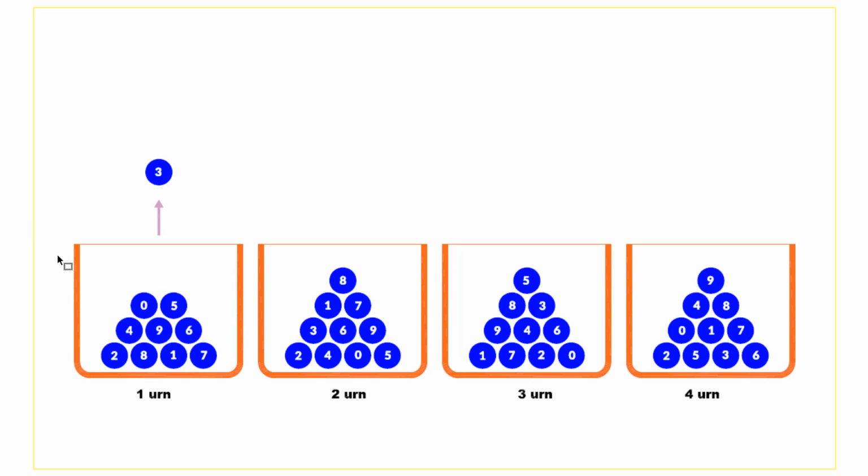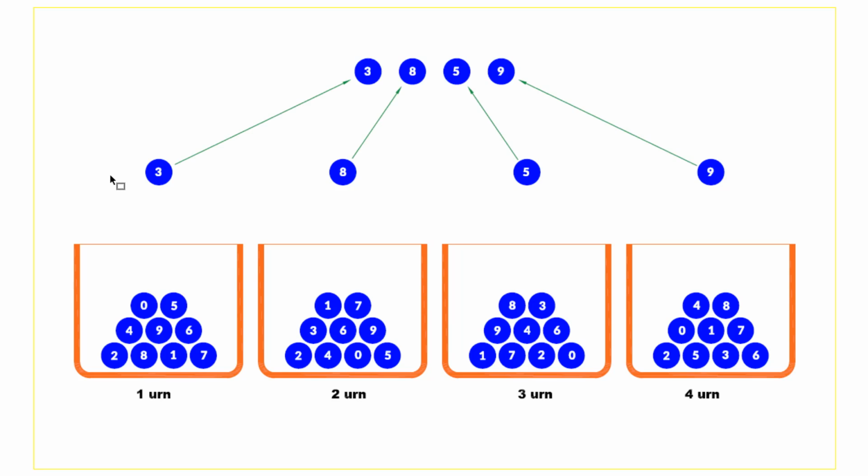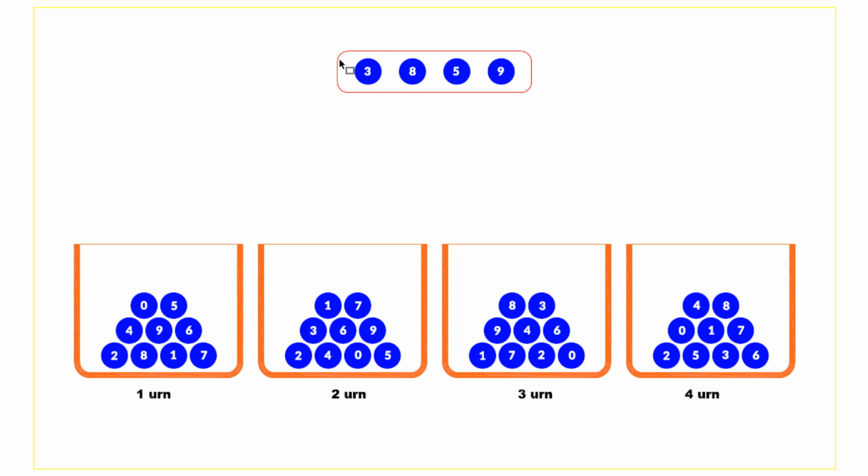Let's assume we have withdrawn ball number 3 from the first urn, and then ball number 8 from the second, and number 5 from the third, and number 9 from the fourth. Now these 4 balls are going to form a sequence of 4 numbers, and these 4 numbers are going to be a ticket number. So all these balls are losing balls now, and these are the winning ones.